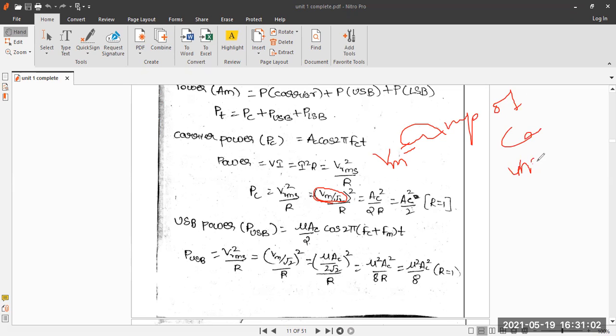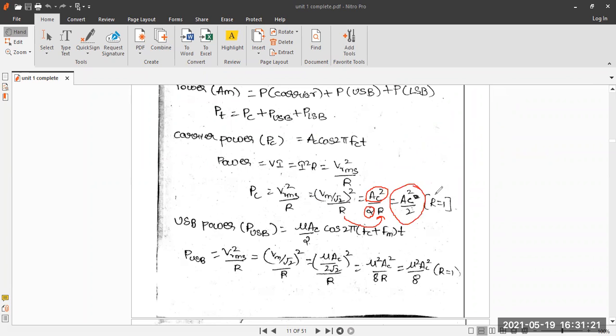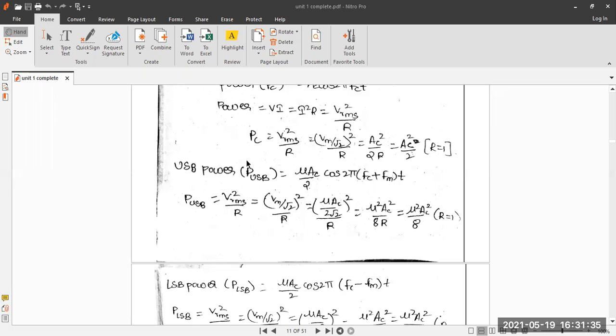VM is nothing but the amplitude of the carrier, which is AC. So (AC by √2) whole square becomes AC square by 2, and R comes here. So PC is equal to AC square by 2R, or AC square by 2, where R equal to 1. If we take R as 1, the carrier power PC becomes AC square by 2. Similarly, we have to derive the equation for the power of the upper side band.